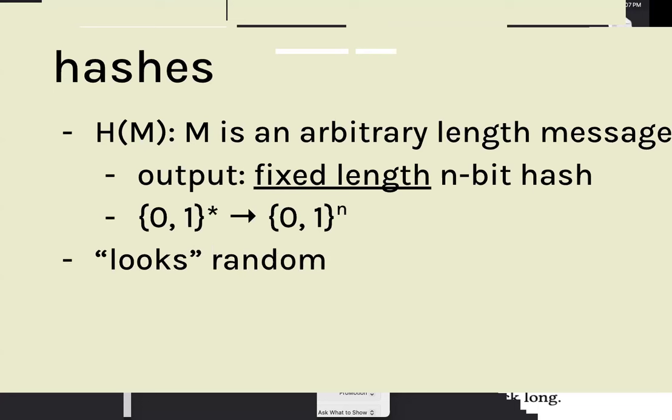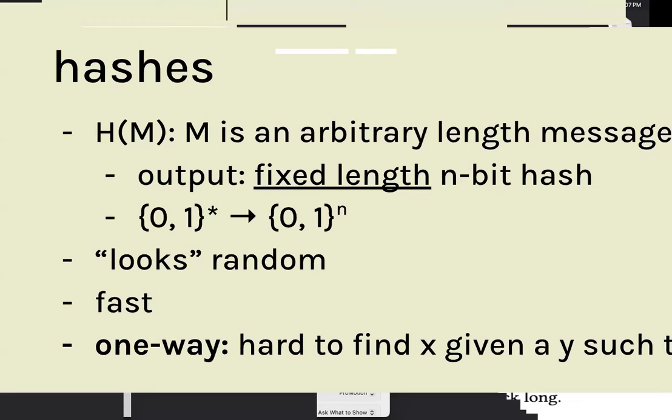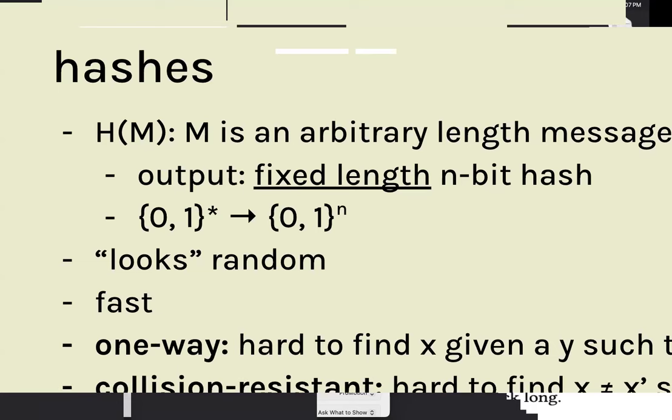Important properties are that it looks random. So even if your messages are similar, the hashes computed of those two messages will be wildly different. It'll be fast. The hash function itself is really fast. It's one way, so that given the hash of a message, it's really, really hard to find the original message. And it's collision resistant, so it's really hard to find two messages that have the same hash. Any questions so far?